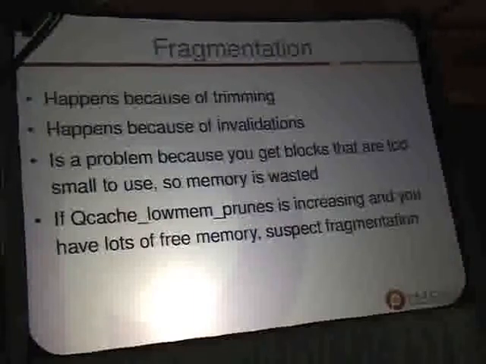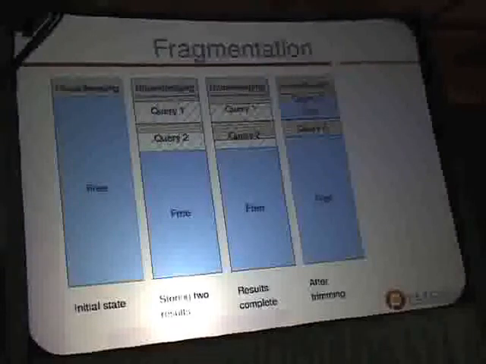The query cache low mem prunes server variable tells you how many times a query has been evicted from the cache because you didn't have enough memory to store something else that you wanted to put in it. So when there's not enough memory, MySQL will throw out the least recently used query and then reuse its memory. And if you see that happening a lot and you have free memory, then something is causing that to happen, most likely fragmentation. So here's how fragmentation can happen.